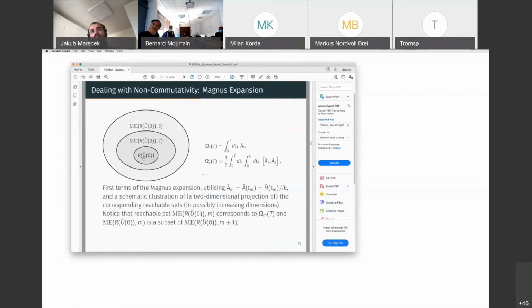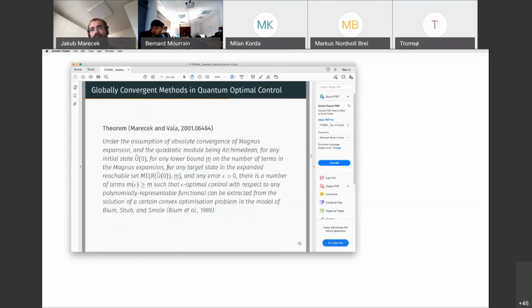What this lower bound on M says is that if you pick some target unitary which is not within the reachable set from the initial point, and you need to use the Magnus expansion to get to that point, you need to use an order of the Magnus expansion which would make the target fall within the Magnus expanded reachable set at the given order. Obviously, that has an impact on the complexity. The higher M you pick, the larger will be the degree of the polynomials involved in the non-commutative polynomial optimization problem.